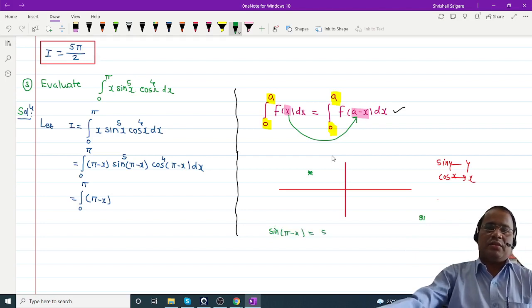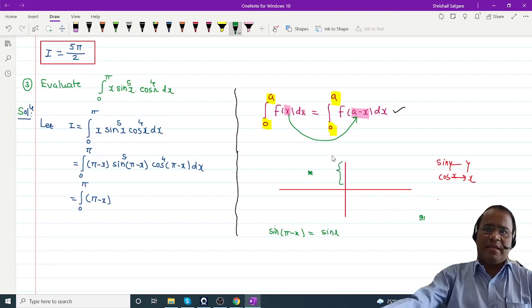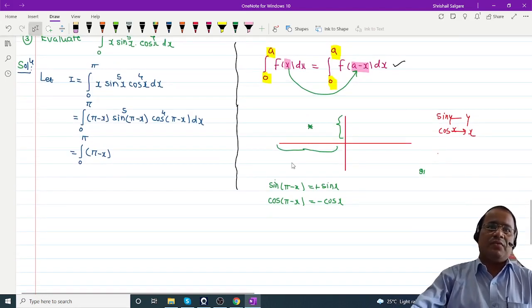Sine remains sine because of pi. If n pi by 2 is there, in that case it changes. Sine remains sine, but in the second quadrant, sine is related to y axis and it is positive. In the same manner, cos of pi minus x, cos remains cos. But cos is related to x axis, and in the second quadrant x is negative. It comes as minus cos x. So that's why first one, sin of pi minus x, I will replace as sin x.